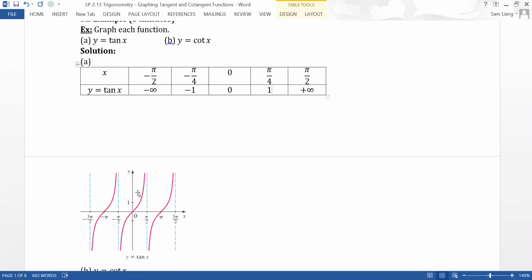This is the graph from the old textbook that we will normally use in class. Just this middle branch is what you have to take into account. So 0, 0 is right here. Pi over 4, 1 is here. Then negative pi over 4, negative 1 is here. And then we have the two asymptotes on the left and right at negative pi over 2 and pi over 2. This middle branch is what I would draw in your notes.